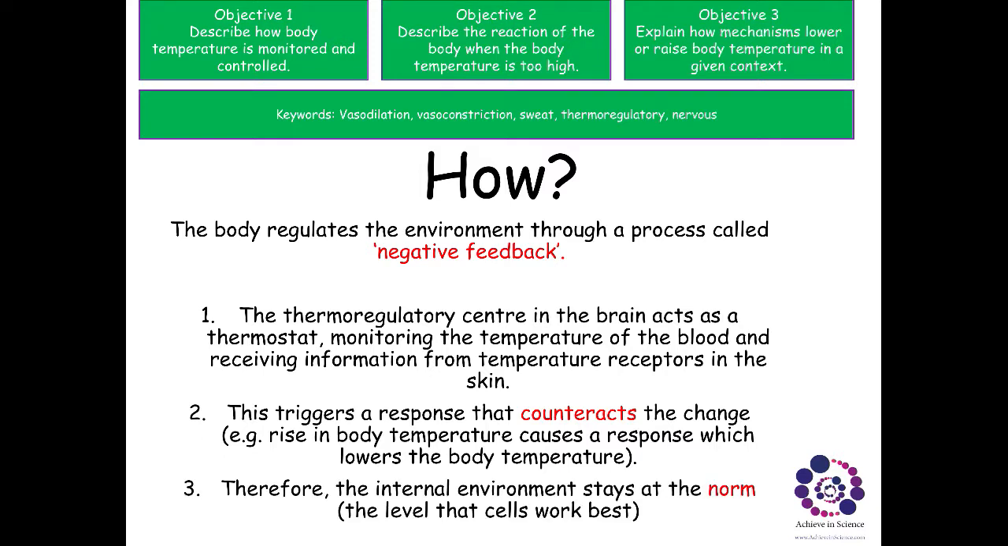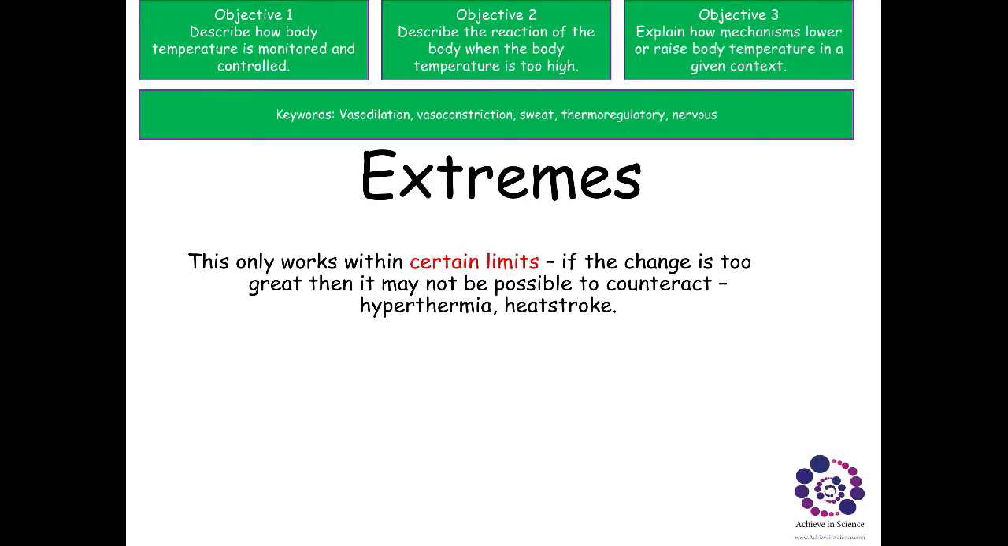Therefore, it would maintain a constant internal environment, which we call the norm, the optimum temperature at which cells work best. It is, though, not capable of working outside of a certain range. There are certain limits, where it becomes either too hot or too cold, and this results in hypothermia and heat stroke.